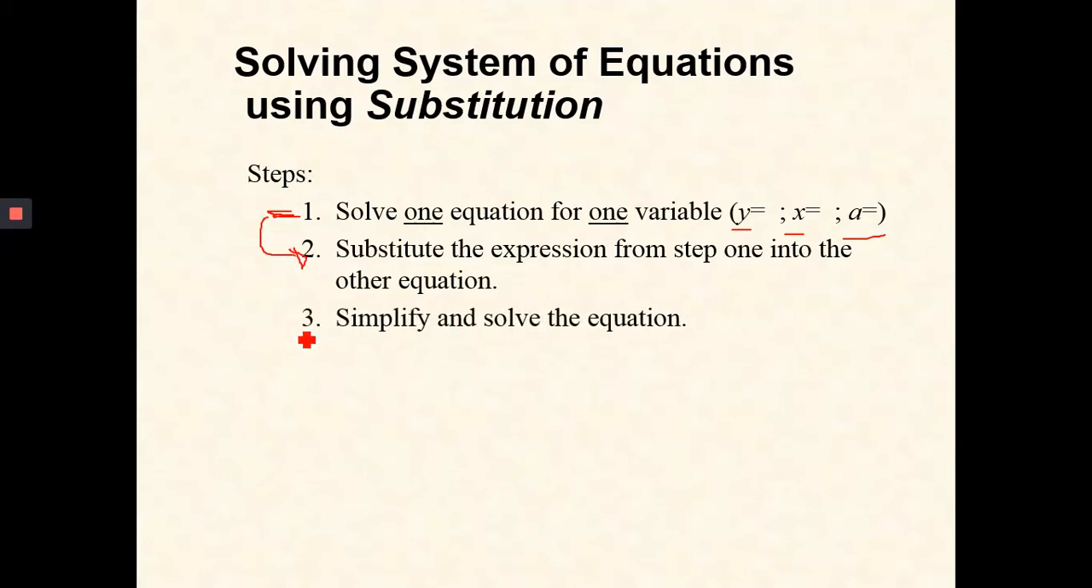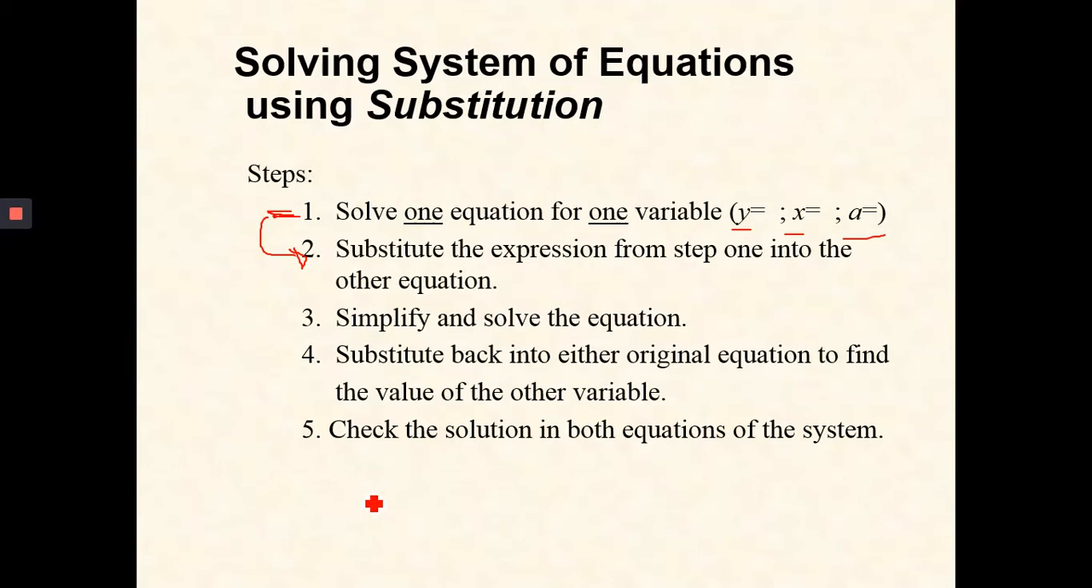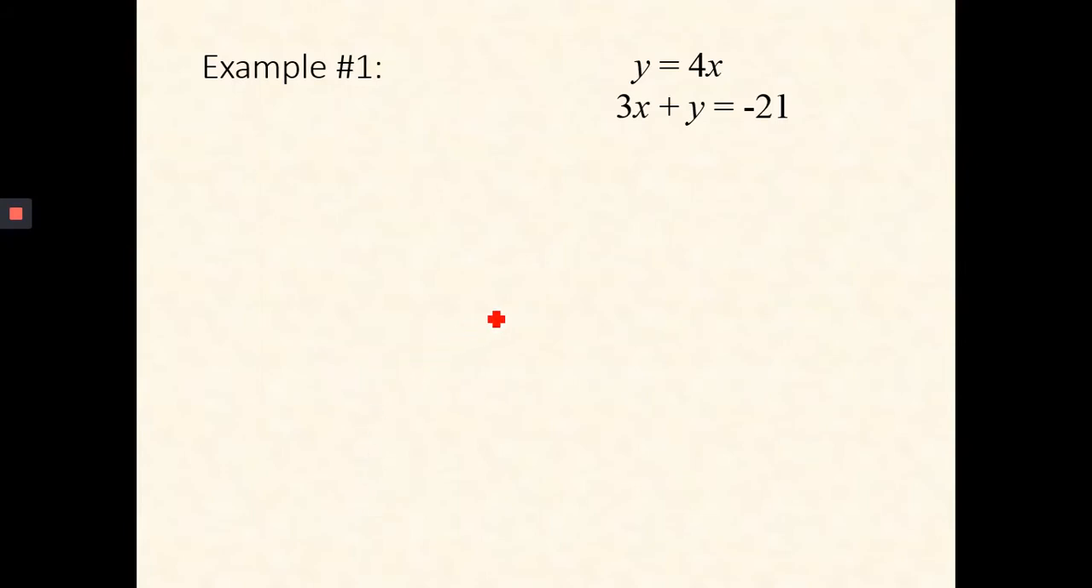Okay? The next, simplify and solve the equation. Number 4, substitute back into either original equation to find the value of the other variable. Then 5, check the solution in both equations of the system. Okay? We have here example number 1.